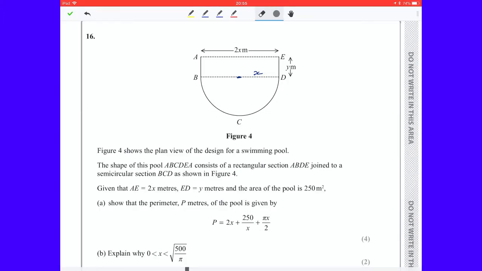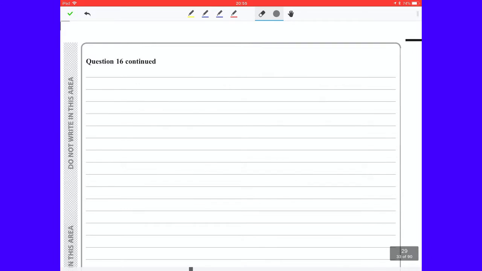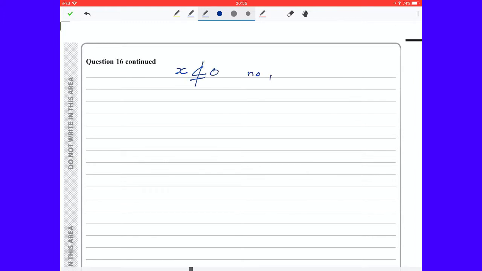Part B. Explain why x is strictly between 0 and the square root of 500 over pi. Well, x can't be negative because it's a length, and it also can't be 0 because then you've got no swimming pool at all. So let's make a note of that first. x can't be less than or equal to 0 because then there'd be no pool at all. What if x is the square root of 500 over pi? What's the significance of that number?